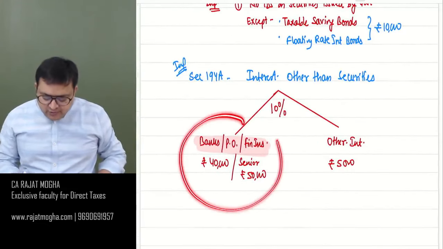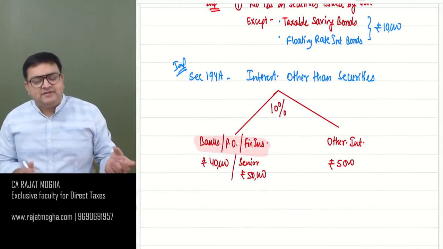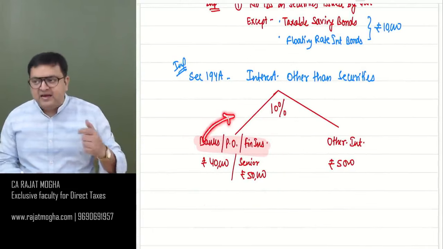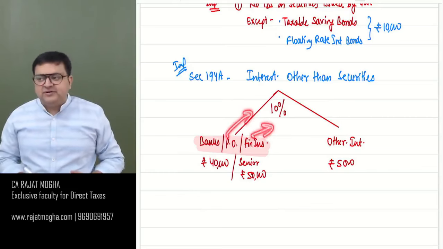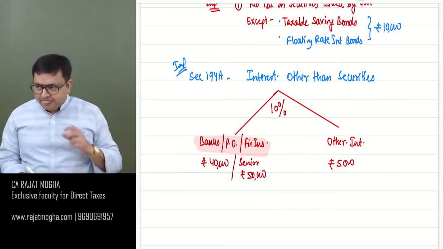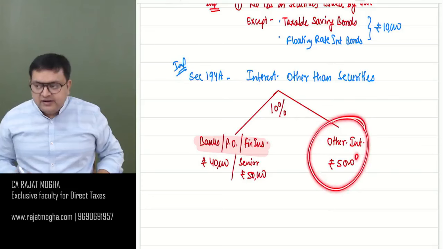Who is the deductor over here? From whom we are receiving this money? Who is paying this money? The bank. Bank is the deductor. Post office is a deductor. Financial institution is a deductor. Correct? Correct, Shagna.